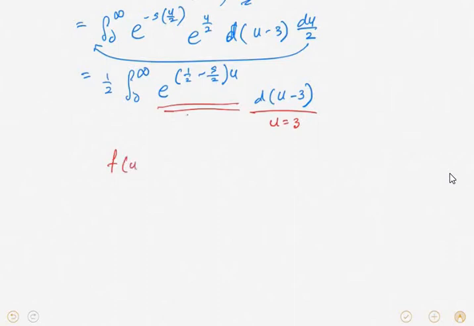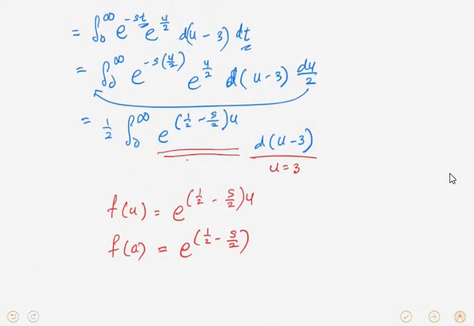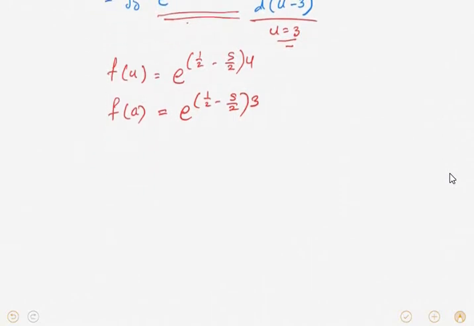So this is f(u) equal to exponent half minus s over 2 u. So it is equal to f(a). You still remember the formula? f(a) equal to half minus s over 2, and then the u that we obtain from here is 3. Then we substitute with 3.